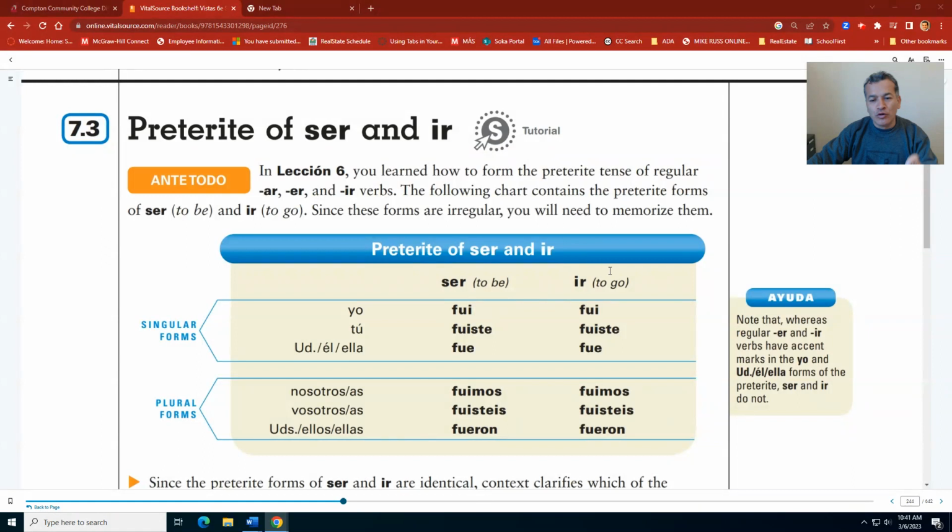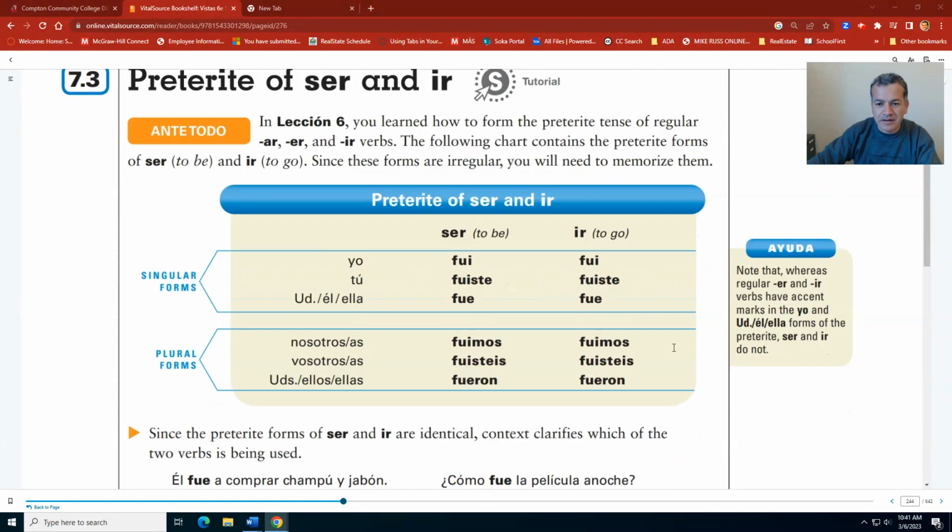Yo fui. Also, ir, which means to go, the yo form is yo fui as well. If you remember the yo form, you can conjugate the rest of the pronouns by following the IR ending rule. Fui, tú fuiste, usted fue, nosotros fuimos, vosotros fuisteis, ustedes fueron. Don't forget that I'm using just the first pronoun here to practice, but also usted, él, ella, fue. For ir it is the same spelling, the same pronunciation.